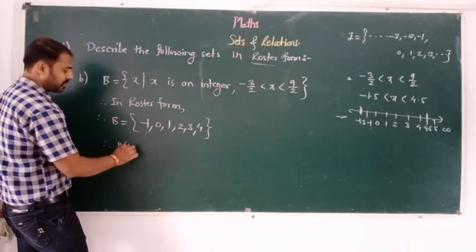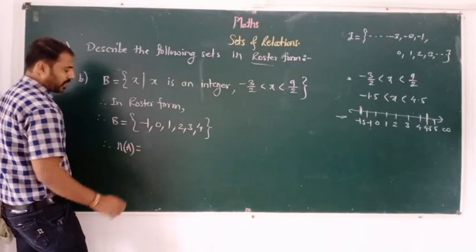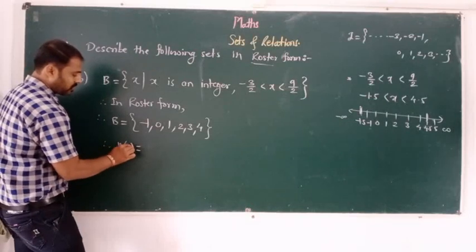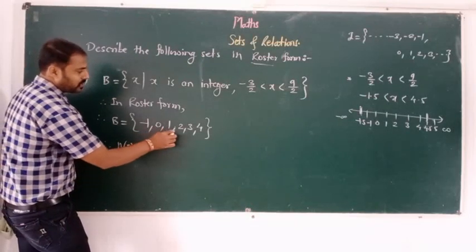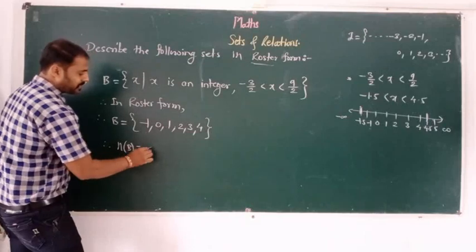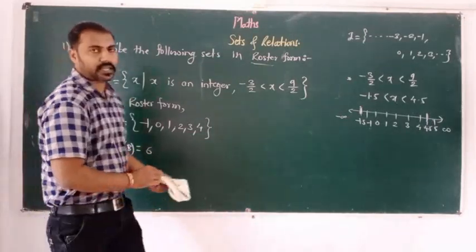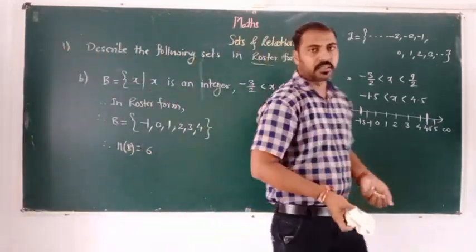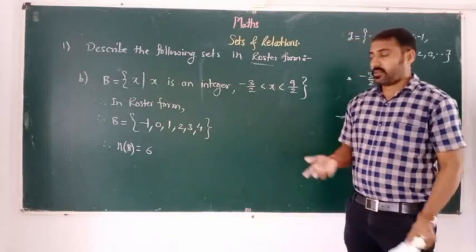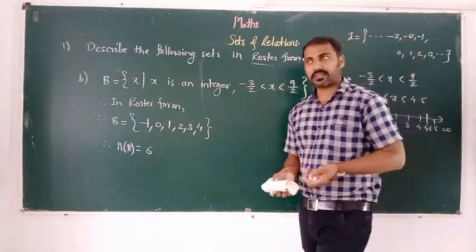Here I am writing the cardinality of B. B is equal to {-1, 0, 1, 3, 4}. How many elements are there? Again, 6 elements are there. Now, moving to our next subdivision.